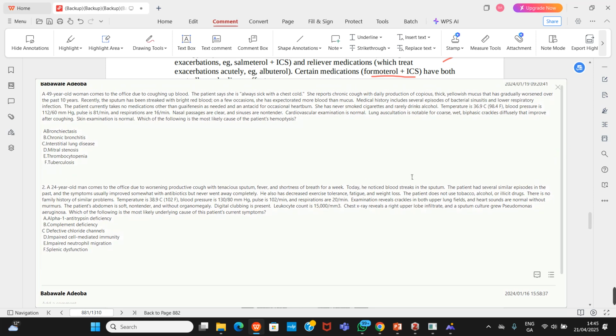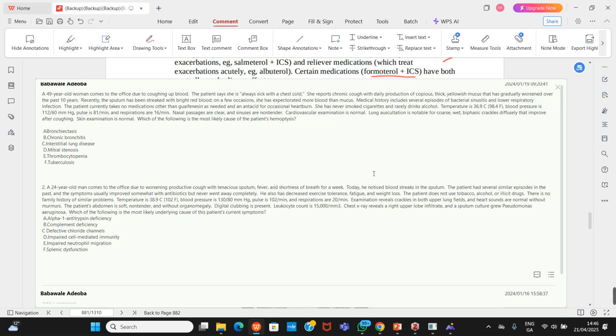Let's look at this. This one is a little bit tough, so we have to open our mind. A 24-year-old man comes to the office due to worsening productive cough with tenacious sputum, fever, and shortness of breath for a week. Today, he noticed blood streaks in the sputum. The patient had several episodes in the past, and the symptoms usually improved somewhat with antibiotics but never went away completely. He also had decreased exercise tolerance, fatigue, and weight loss. The patient does not use tobacco, alcohol, or illicit drugs. There's no family history of similar problems.